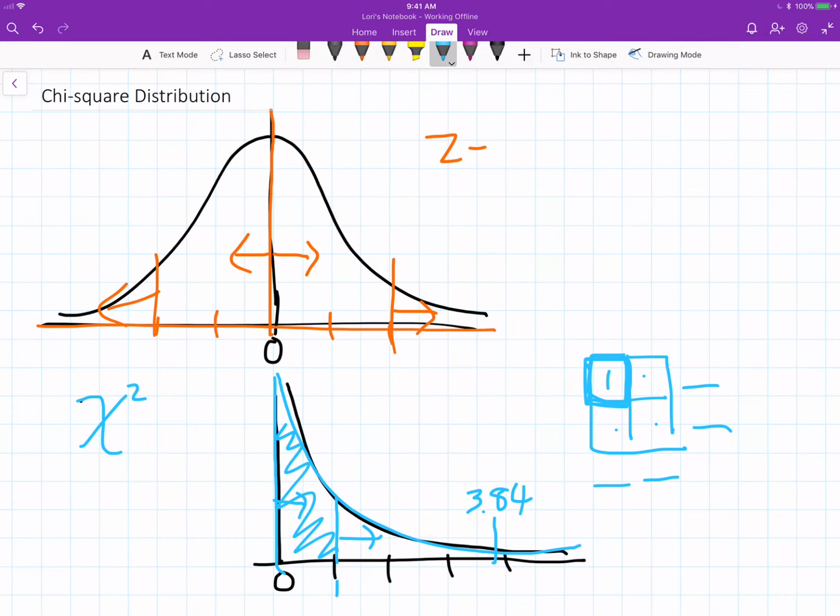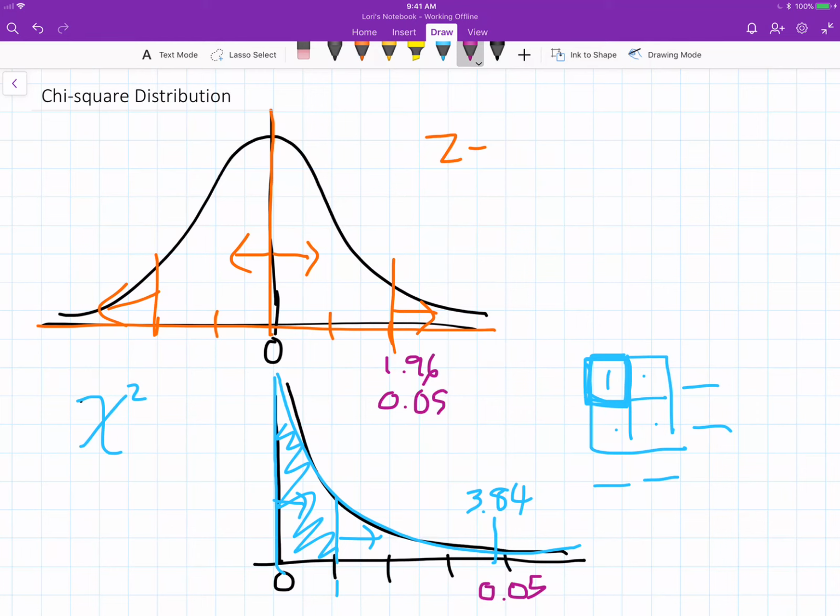Now, I don't expect you to memorize a whole lot of values, but you should have a sense of how big or small a particular Z statistic or chi-square statistic is. So at 3.84, that's the same location that the p-value is equal to 0.05. So it's similar to 1.96 for a Z distribution. That's where the p-value equals 0.05.